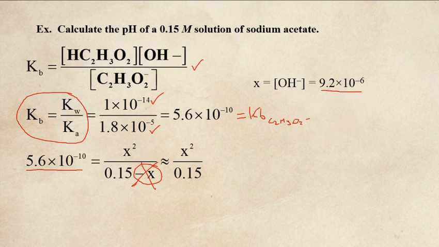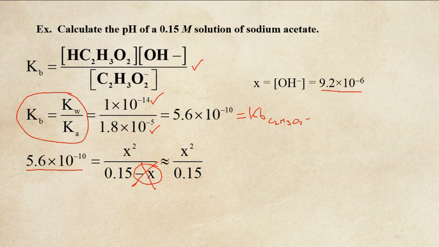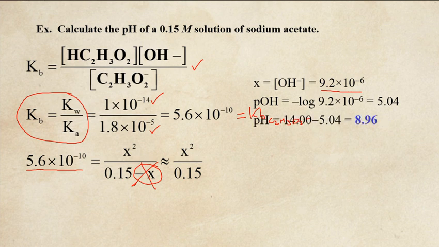The question said, calculate the pH of the 0.15 molar system. So there's our concentration, and here's our pOH, 5.04. Don't freak out. That's a pOH. 14 subtracting 5.04 gives us a pH of 8.96.